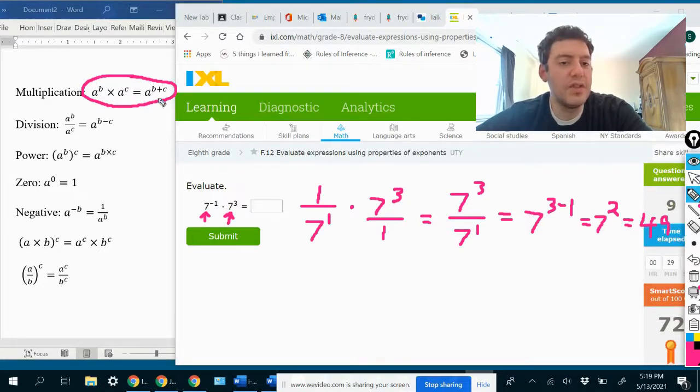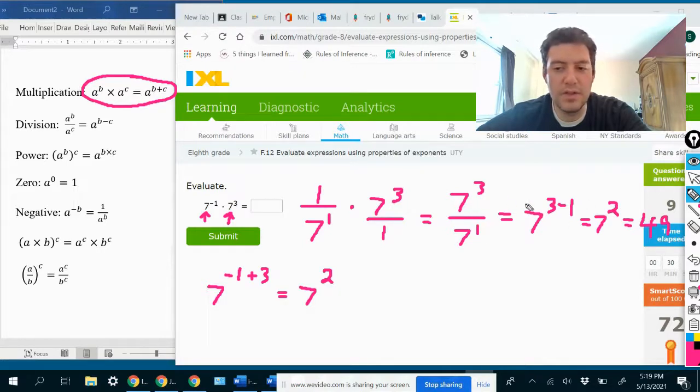If I had used this rule, then I would have just added the exponents. Since I'm multiplying here, I can use this multiplication rule and just add the exponents. So this is the same thing as 7 to the negative first plus 3 power. And negative 1 plus 3 is also 2, just like I got over here when I used the division rule and I subtracted the exponent. Okay, negative 1 plus 3 is 2.